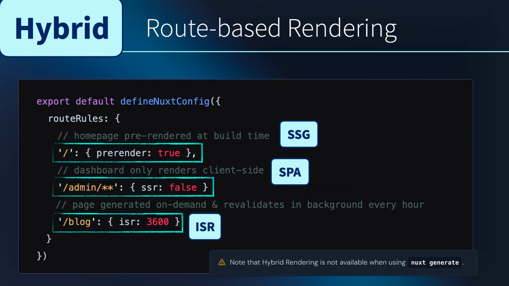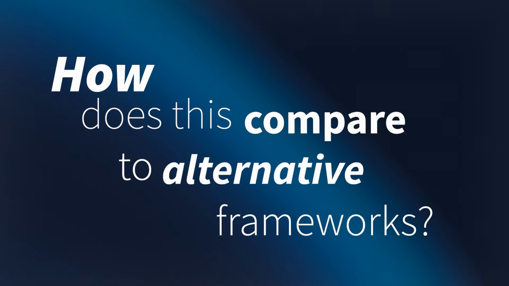In order to have a more comprehensive, contextualized understanding of rendering, how do these Nuxt rendering strategies compare to other frameworks?